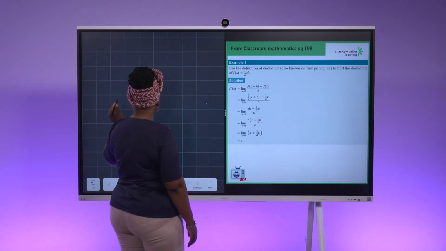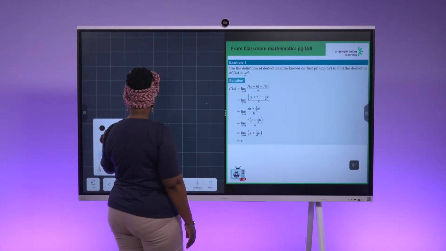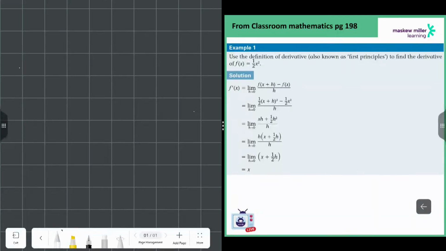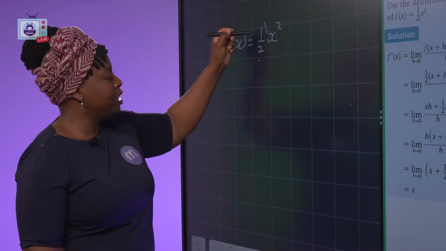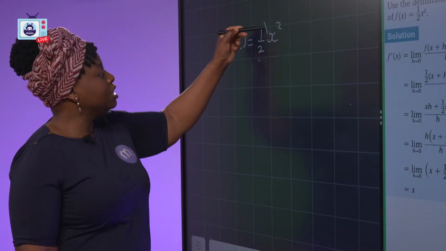So let's do it together so that you can follow what happened and how you're going to respond to the question. Here they say, use the definition of derivative, which is known as first principle, to find the derivative of f of x equals half x squared. Remember, I just said to you now that whenever you see something like this, the half is just a particular constant that we have.